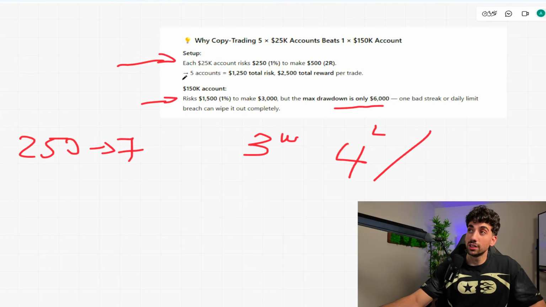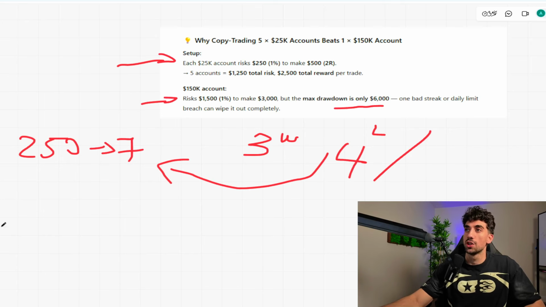So it means here, to clap this 25 account, you would need to lose 7 trades in a row, based again on a 2-to-1 risk reward, 60% win rate. While here you would have to lose 4, which means this gives us almost half the risk of ruin.